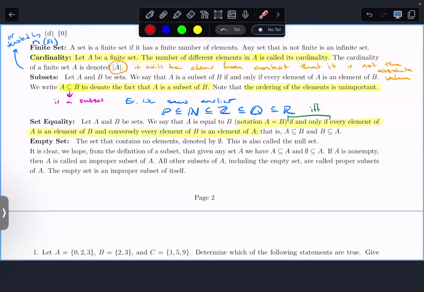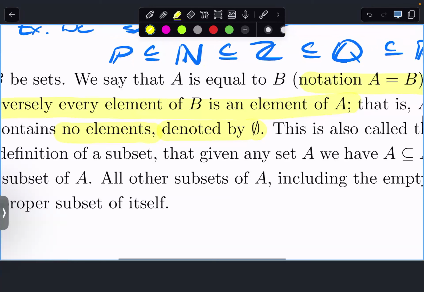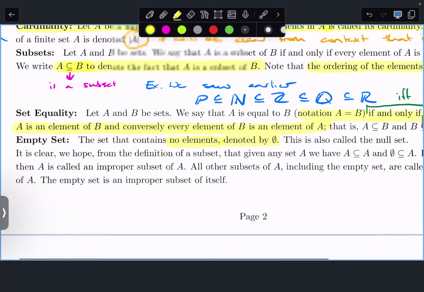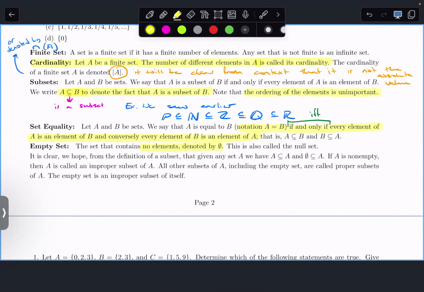Huh. So many things that you already know. Cool. Maybe just never thought to say them out loud. What about the empty set? You may or may not be familiar with the empty set, but the empty set is a set that contains no elements. Okay? And it's denoted by this 0 with a slash through it. It is still a set though. It's just the set of no elements.